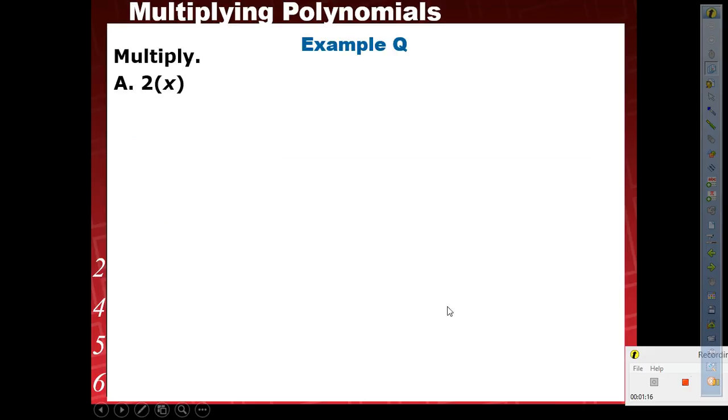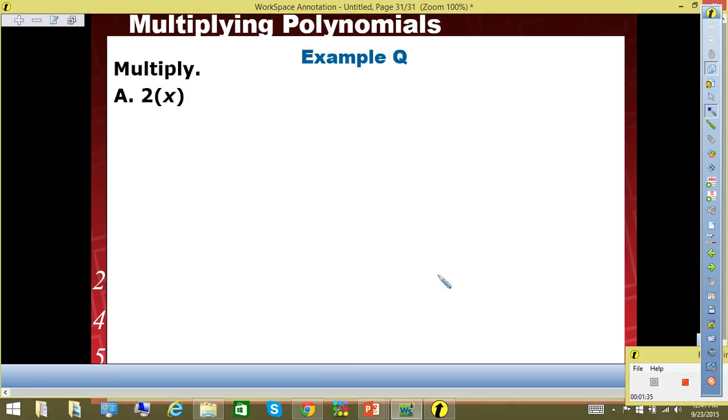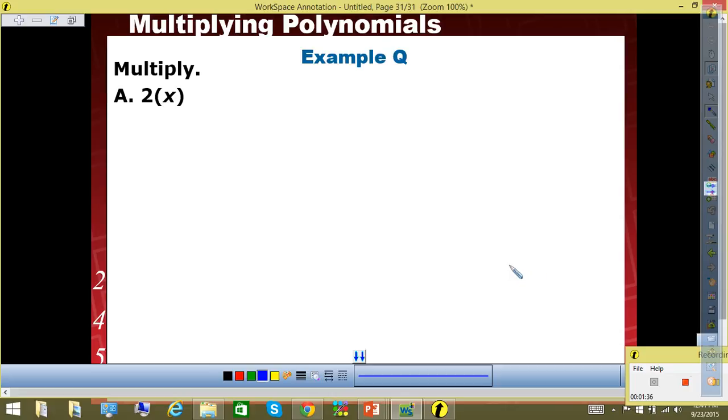All right. So, example Q. Copy this one, please, and write multiply, and then we got 2 parentheses x. All right, so I'm going to do this one first, and there's 3 ways that I want to introduce this. The first way is using tiles.